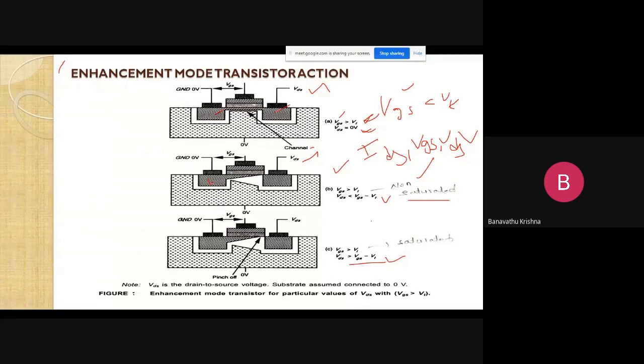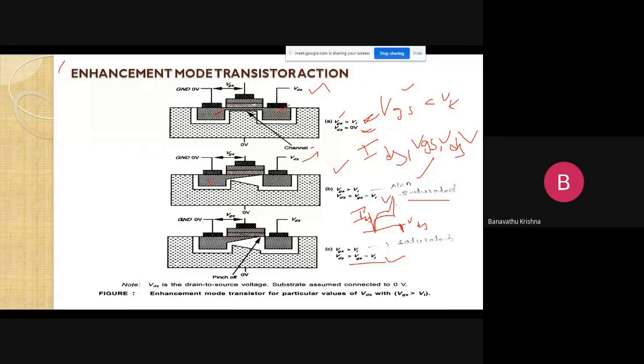The current curve will look like this. Suppose here it is VDS and here it is IDS. Slowly the current increases by applying the input voltage VDS. At the maximum VDS, where VDS is greater than VGS minus VT, the current suddenly stops increasing. That is the way it happens in this case.